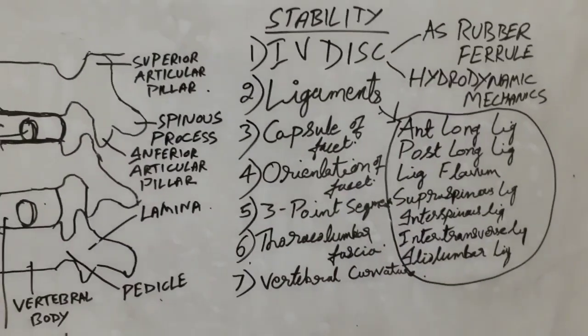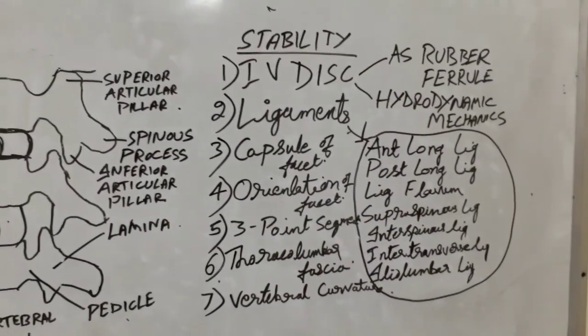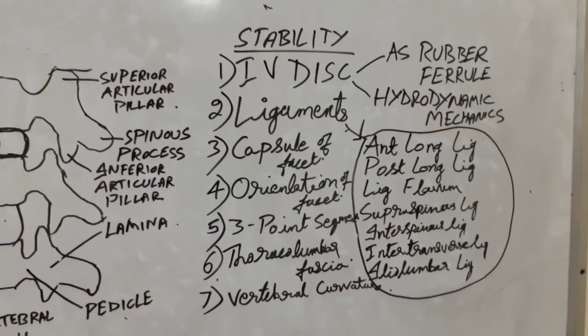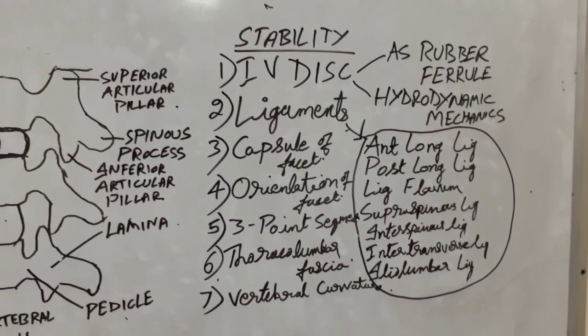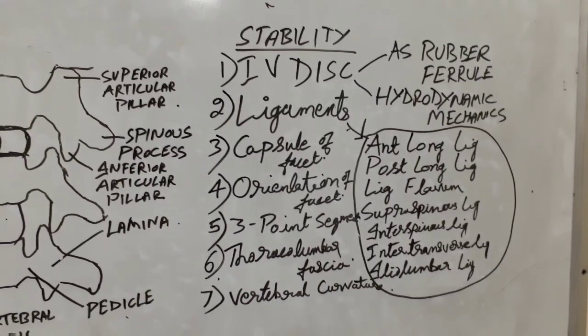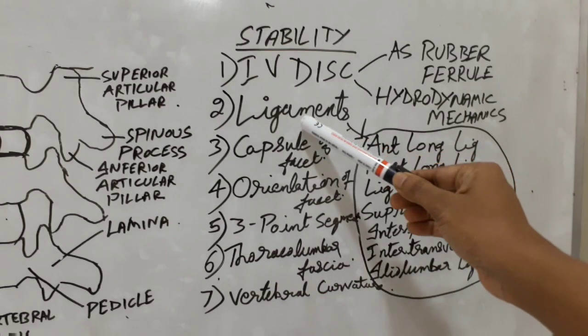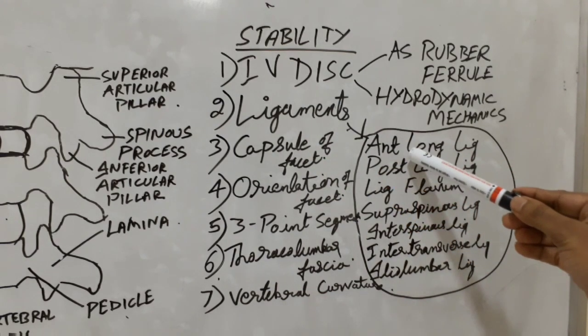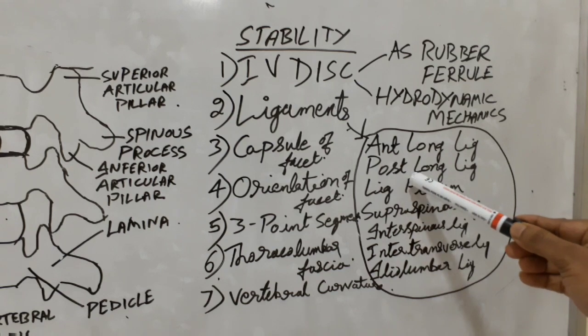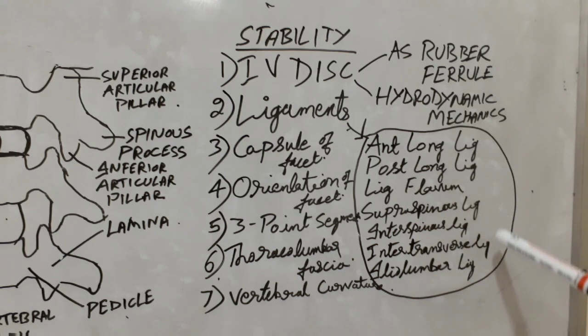So this finishes the stability of the lumbar spine, 7 points. Next class I will be talking in detail about the ligaments, the anterior longitudinal ligament and posterior longitudinal ligament in one class, and the rest of the ligaments in the other class.